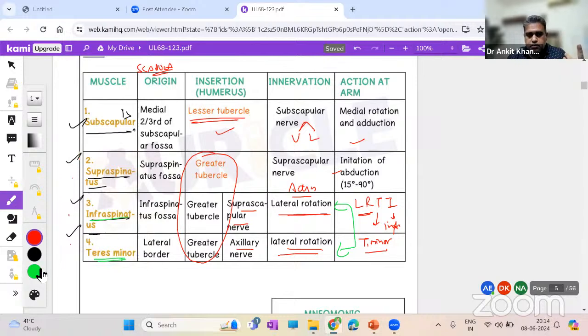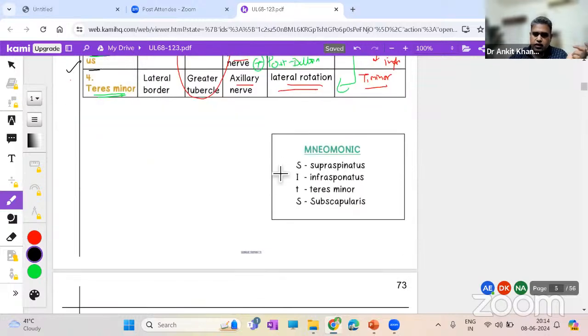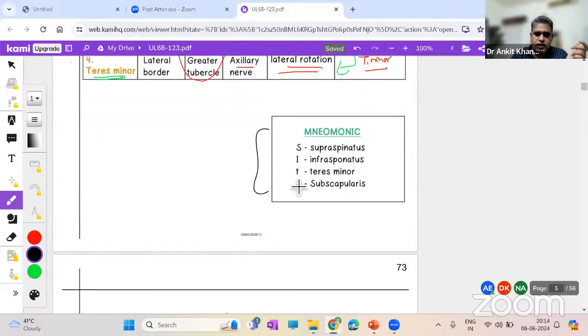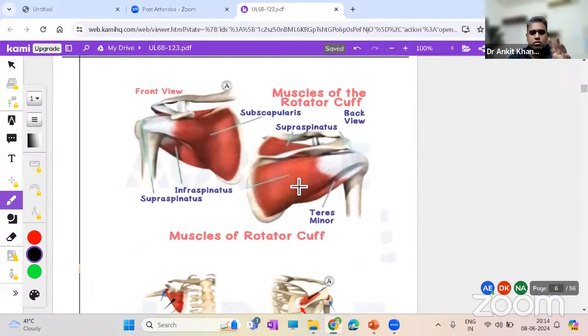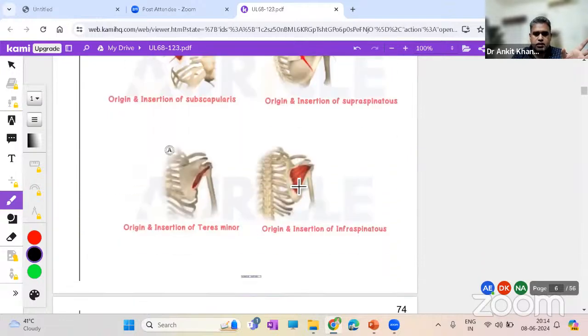If you want to give a more exact answer, you can also add over here that lateral rotation is also done by the posterior fibers of deltoid, which we have already seen. Fair enough. These are the four muscles of rotator cuff, mnemonic again written over here. So just go through it again. And just to know how to draw the diagrams, I told you previously, the diagram should be clear and labeling should be correct. That's the only main requirement to draw a diagram over here. So you can see all these muscles.